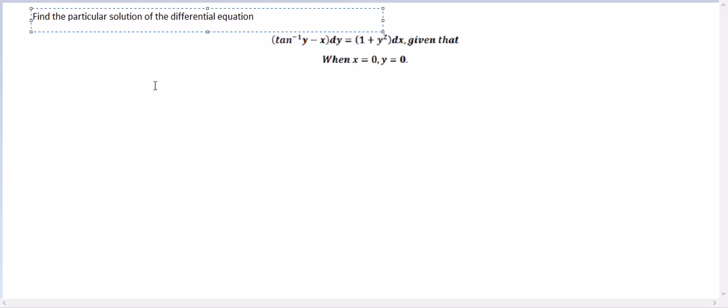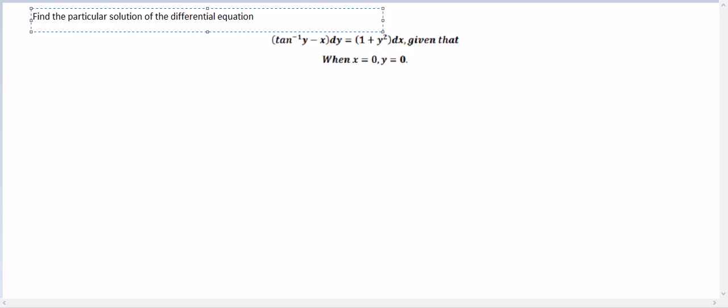So guys, if you look at the equation, you can see that it's a linear differential equation. This is the form of a linear differential equation. This is how it looks: dy by dx plus P times y is equal to Q, where P and Q are functions of x. So that's how the linear equation is.